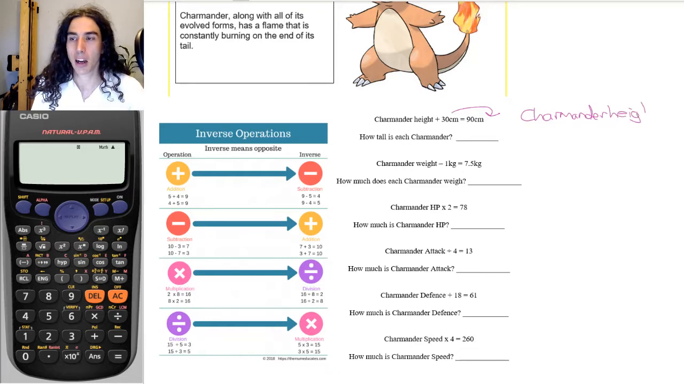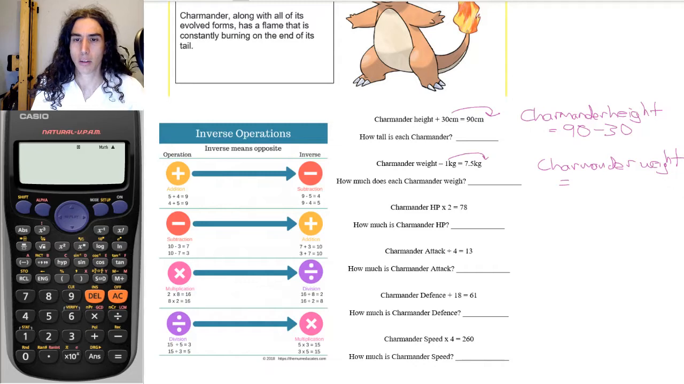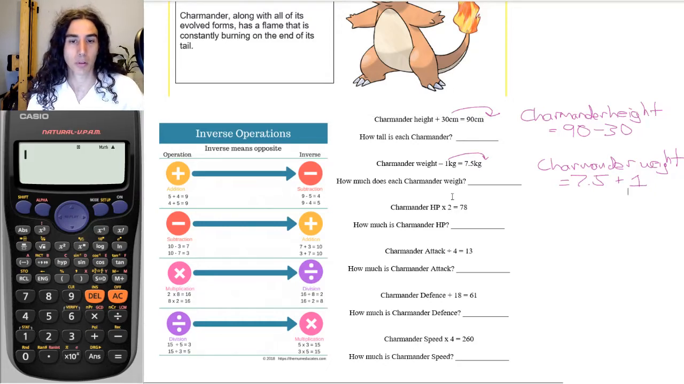So the Charmander height, we're going to run out of room, 90 take away 30. For here, the minus 1, when we take it to the other side, becomes the opposite, plus 1. So the 7.5 plus the 1. So keep that in mind. Times becomes divide. Divide becomes times, etc., etc. So have a go at those, and I'll give you the answers.